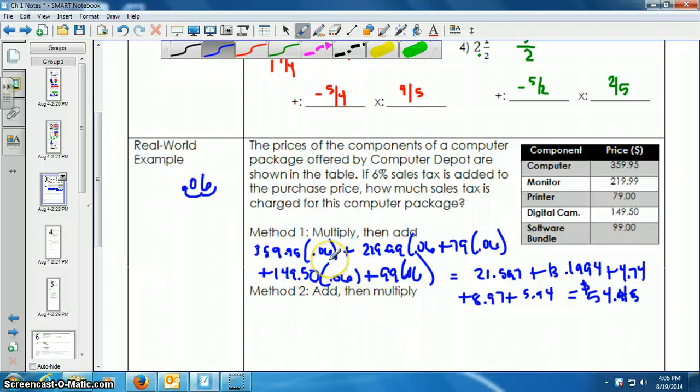Method 2, in my mind, is a lot easier. You're just going to add all these up and then multiply. And that's how they do it on a receipt, if you'd notice. So adding all those up, you would get, nope, I guess I didn't give myself an answer. Oh yeah, $907.44, times it by 0.06, and then you would get, oh, imagine that, $54.45 for your tax.